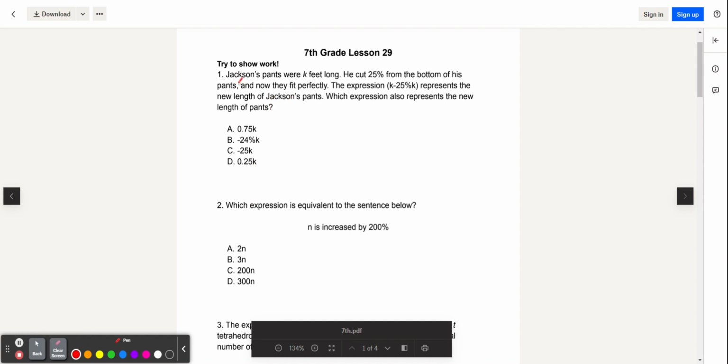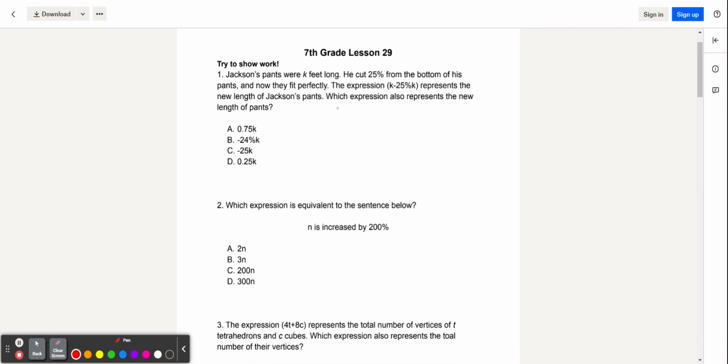So for our first problem, Jackson's pants were k feet long. He cut 25% from the bottom of his pants, and now they fit perfectly. The expression k minus 25% of k represents the new length of Jackson's pants. Which expression also represents the new length of the pants? So just like the past couple of worksheets, we'll be working with percentages.